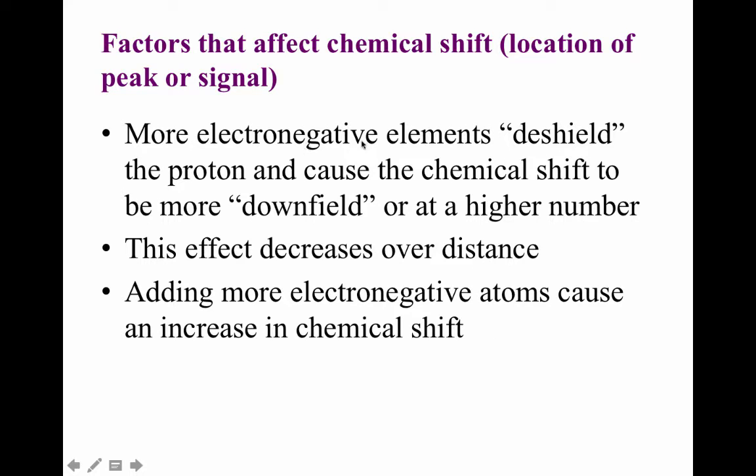The more electronegative elements tend to de-shield a proton because they pull the electron cloud to themselves, and they cause the chemical shift to be more downfield or at a higher number, so they cause the peak to move farther downfield. The farther away the hydrogen gets from that electronegative element, the more that de-shielding effect decreases. Adding more electronegative atoms is going to cause an increase in that chemical shift.